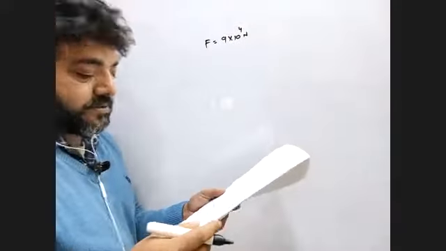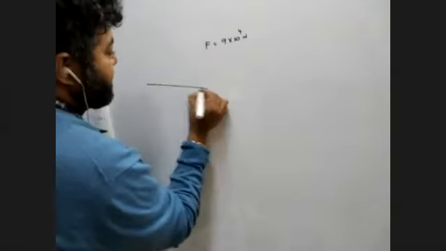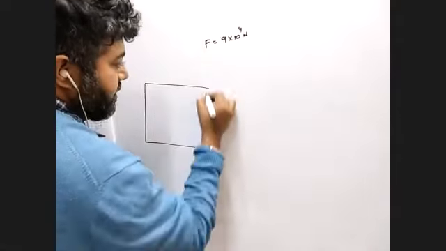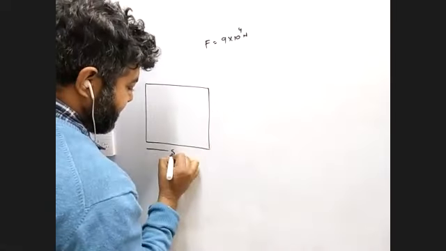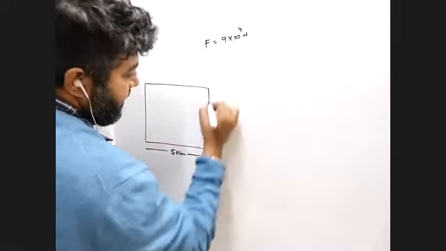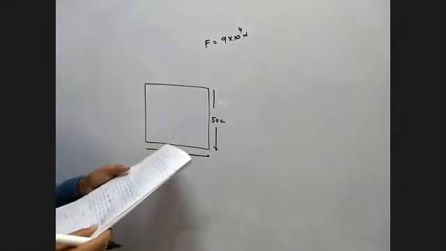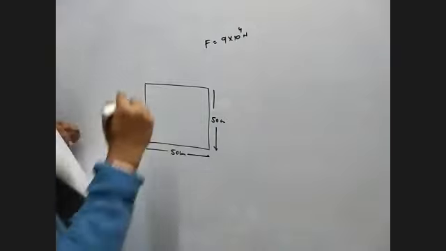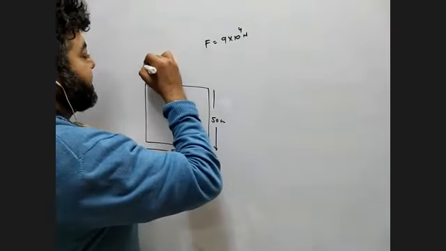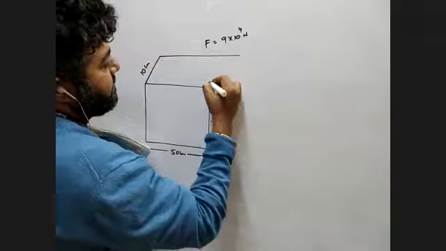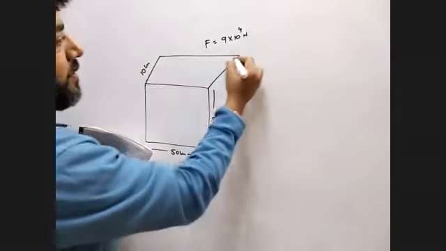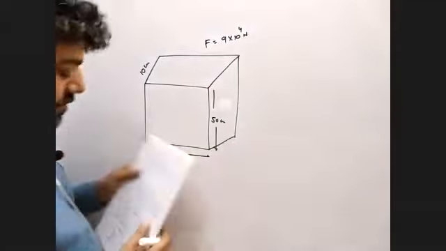A square laid slab means this is the square laid slab whose side is 50 centimeter, means this one is 50 centimeter and this one is 50 centimeter, and thickness 10 centimeter. So this is the thickness 10 centimeter.